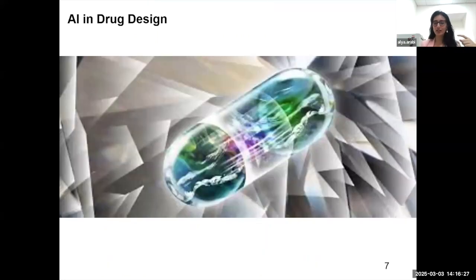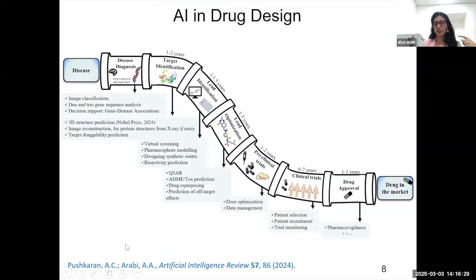Now, in the second project, we recently had a publication in 2024 about how AI can be helpful in each of the parts of AI drug design, starting from the disease itself all the way to the drug being in the market. So here in the blue boxes, you see how AI is helping, and here you can see what the stages are. We have stages including disease diagnosis, target identification, so you want to know which protein to target, and lead identification, so you know which molecule can target the protein that you have chosen as a target.